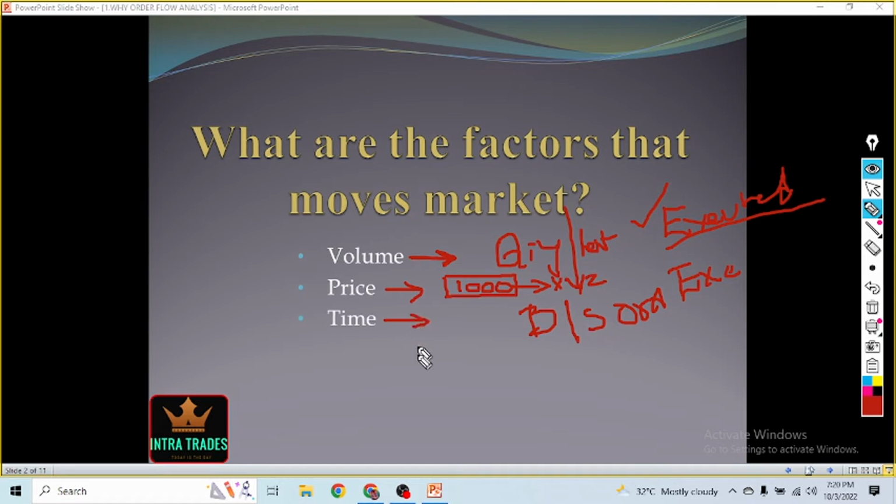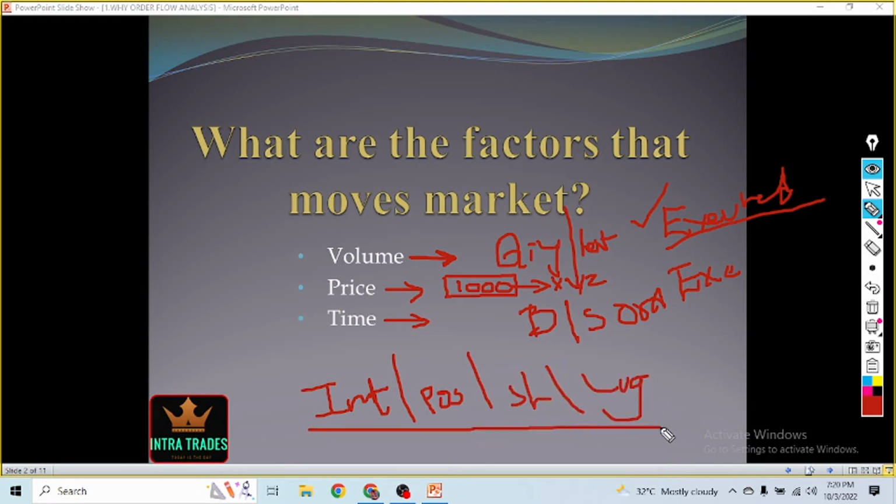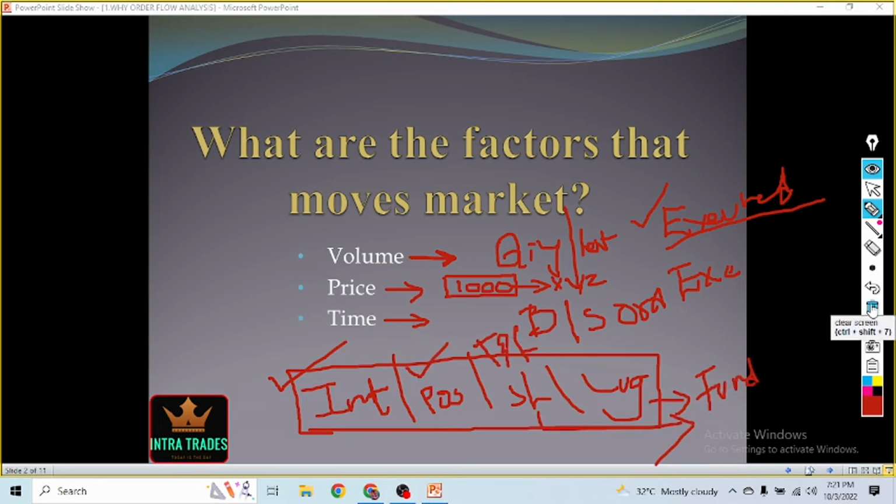And time. This time refers to whether we are an intraday trader, a positional trader, a short term or long term trader, whatever it is. By using order flow analysis, you can successfully do an intraday trade, and you can successfully do a positional trade. So now let's get into another slide.